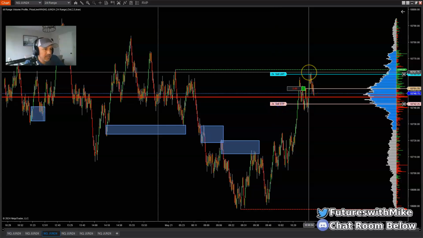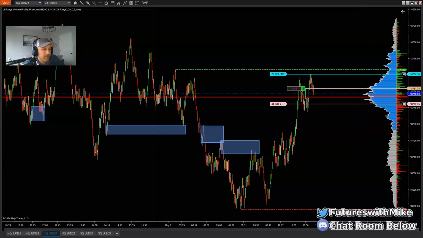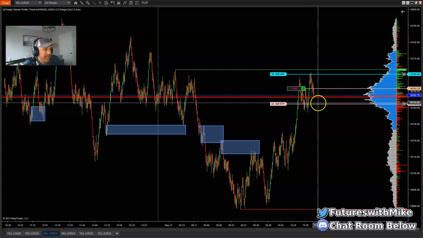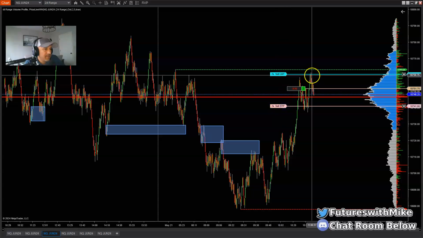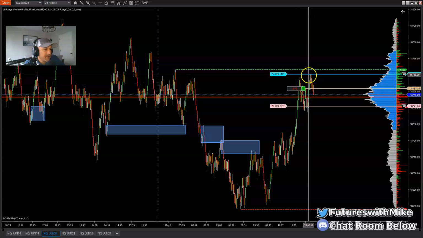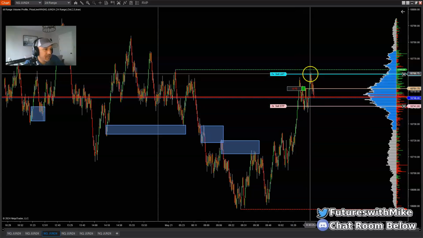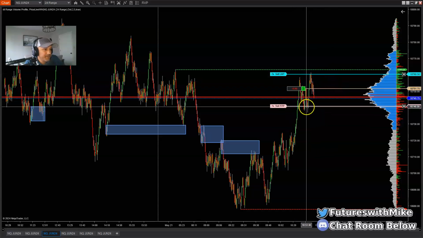So let's see. Okay. All right. That's probably fair enough there. I gotta be careful because it can actually come back and test all the way back down here at 43. So I may need to give it a little bit more room. I'm looking for it to run this area here at the tops. This little high that it made right here after breaking this area structure back to the upside. But I gotta be careful because it can test this area right here.